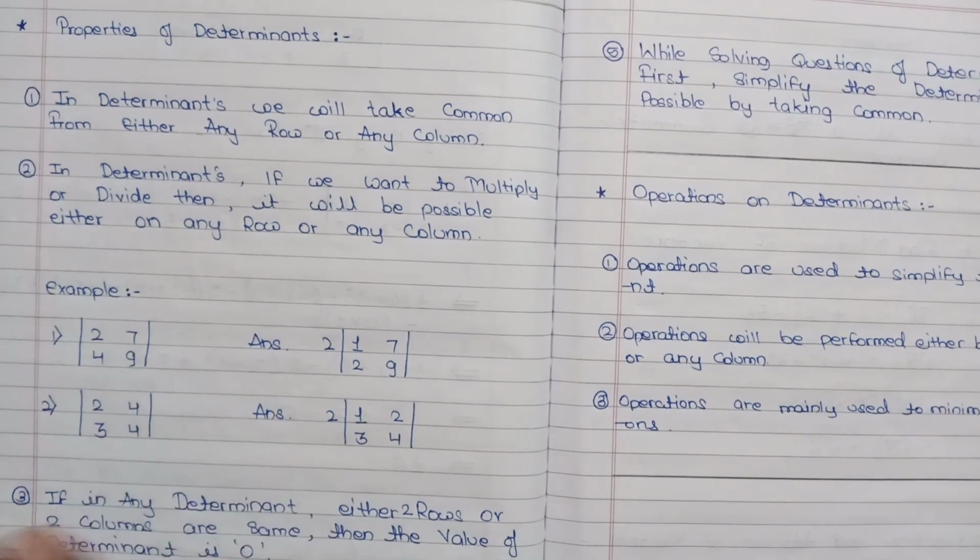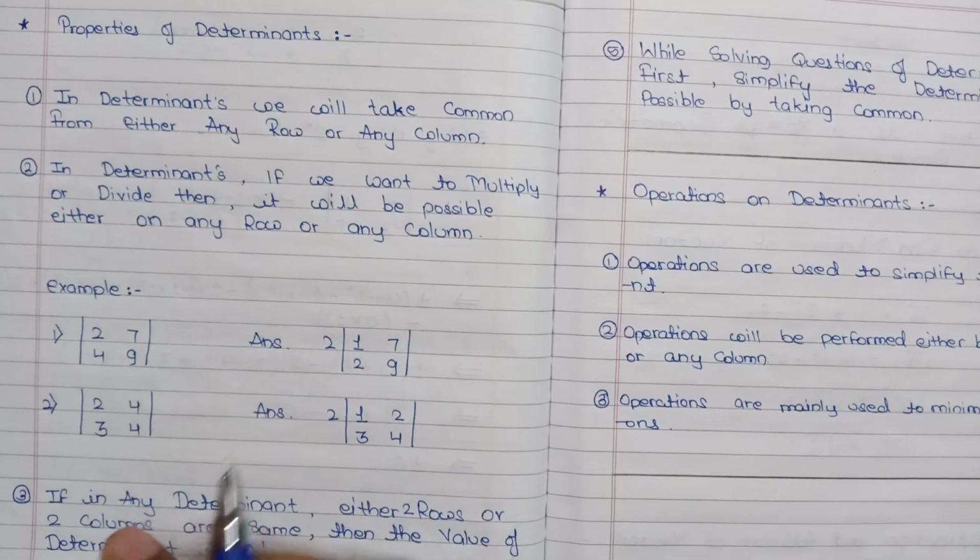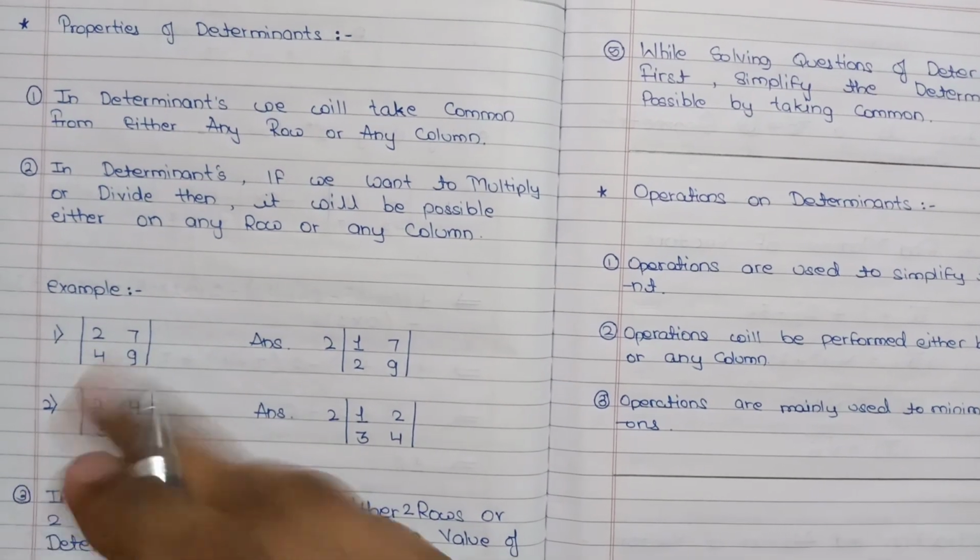So in 2 and 7 you can't take any common. In 4 and 9 you can't take any common. So in rows we can't take. Now let's check in columns.